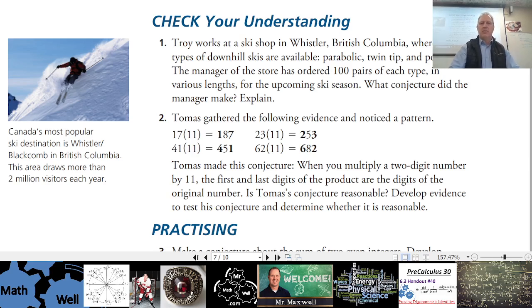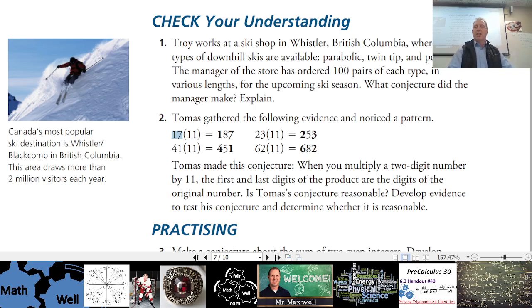Okay, so let's take a look at number 2. Thomas gathered the following evidence and noticed there's a pattern. 17 times 11 is 187. 47 times 11, 451. 23 times 11, 253, and so on. 62 times 11, 682. So you see that the first and last digits are highlighted, right? And they happen to correspond with the numbers that are multiplied by 11. So 11 times 17 has a 1 as the first digit and a 7 as the last digit. Thomas made this conjecture: when you multiply a 2-digit number by 11, the first and last digits of the product, that is the result of multiplication, are the digits of the original number.